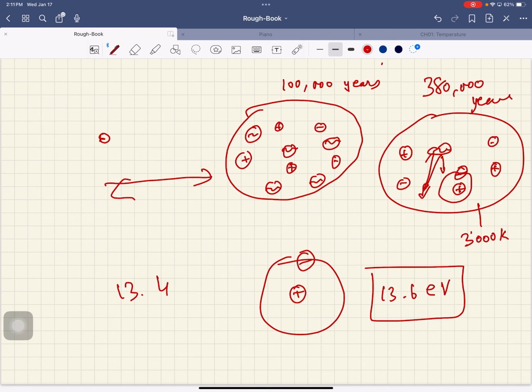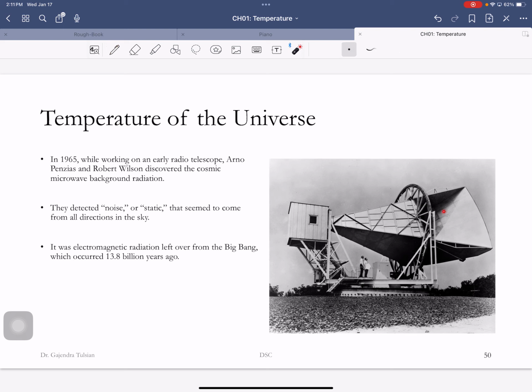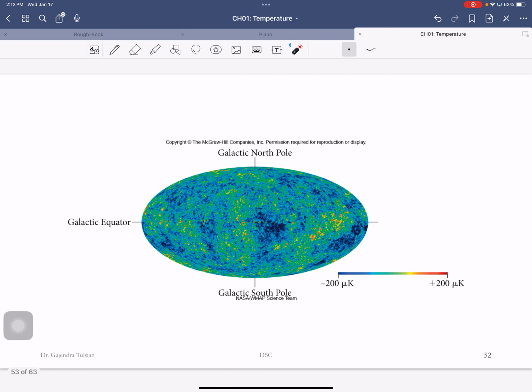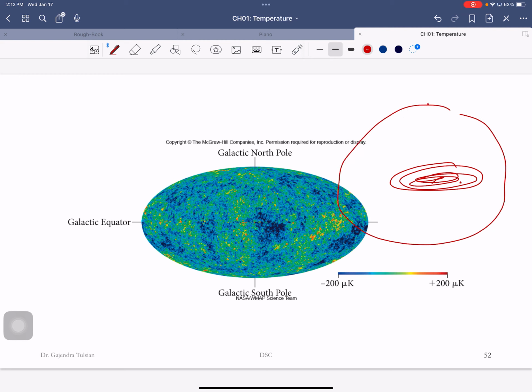And that is the radiation that these guys discovered. Two guys in Princeton discovered it in 1965. And that's this image that you see. This is the cosmic microwave background radiation. So this is the galactic North Pole, South Pole. All that means is, where do we live? We live in a spiral galaxy. So this is the radiation looking in that direction, this direction.